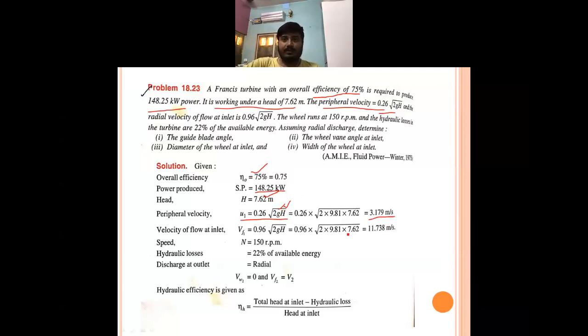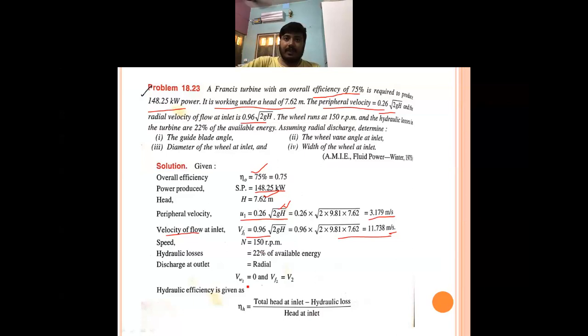that is 3.179 meter per second. What is the velocity at the inlet given? Look over there, 0.96 into root 2gh. So if we write down the velocity at the inlet, it is 0.96 into root 2gh. It will come 11.738 meter per second. Okay, fine.